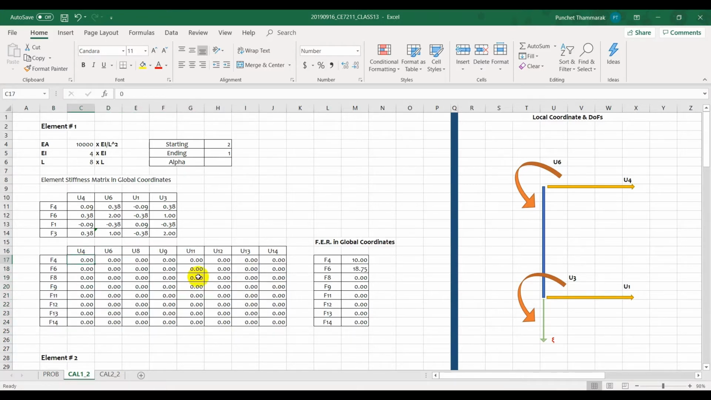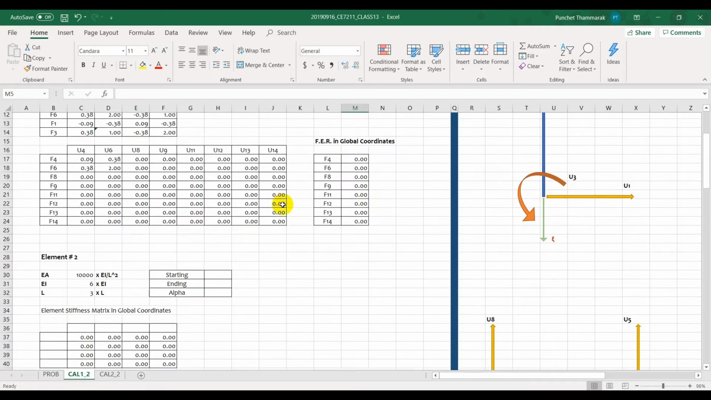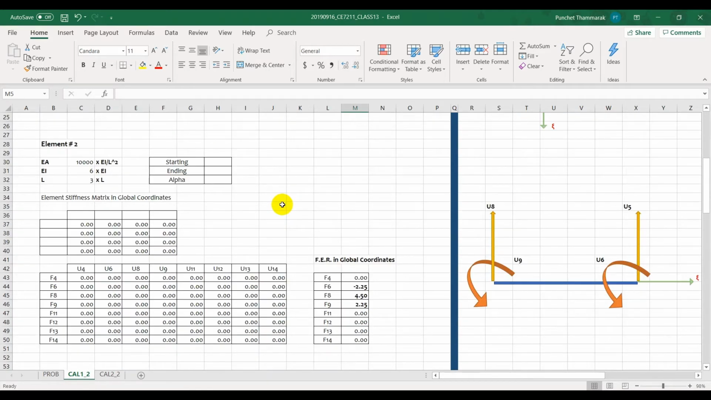So U4, U6, and then here. Okay, the rest of this, you have nothing to do with because your element is covering just F4, F6. Okay, nothing about U1 and U3 in here. Sorry, zero this out first. Okay, then we move forward to element number 2.